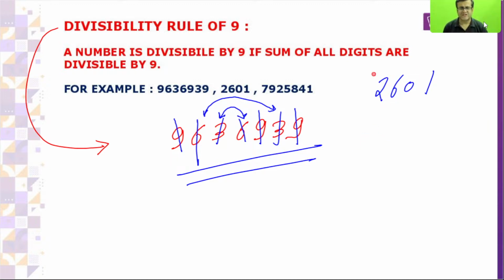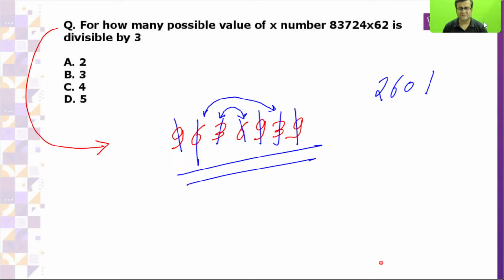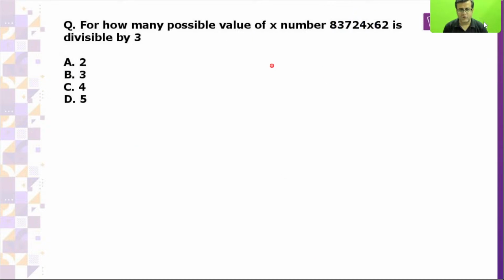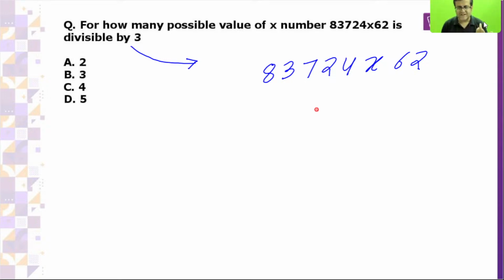Last one. Okay, this one. In this case, the number was 83724x62. I will have to check divisible by 3 or not. So that is clearly visible. I can do it. This digit is multiple of 3. This is multiple of 3. Cancel out, yes or no. So how many possible values were there that you are supposed to find out? They are not asking x. They are asking how many values of x are possible.